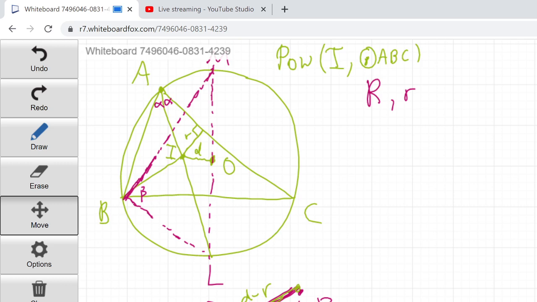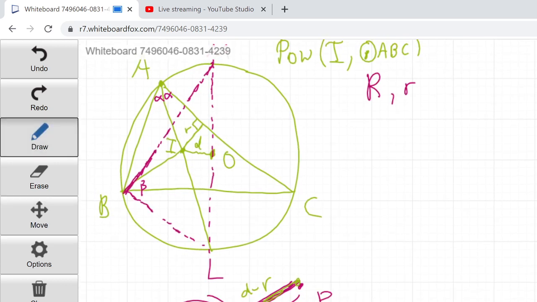So remember, the formula we got is d squared minus r squared, but that little r is a bit confusing because it's meant to be the radius of the circle, right? So we want to find an expression in this case for d squared minus big R squared, right? That's what we want.